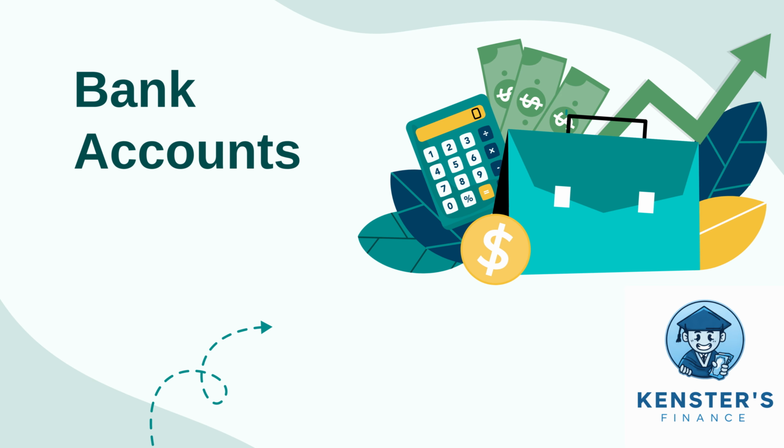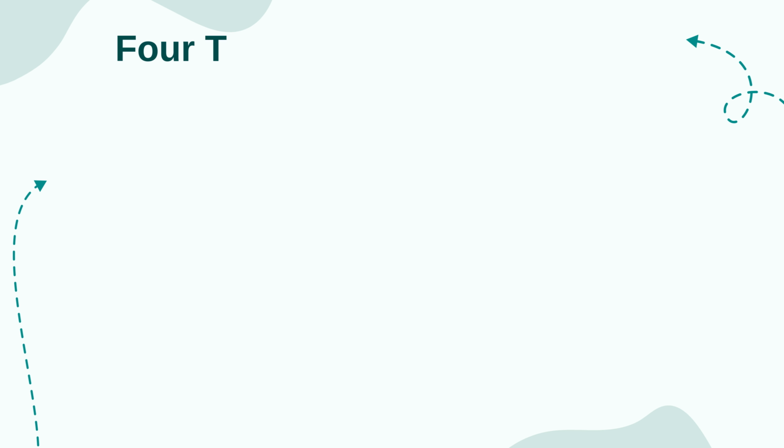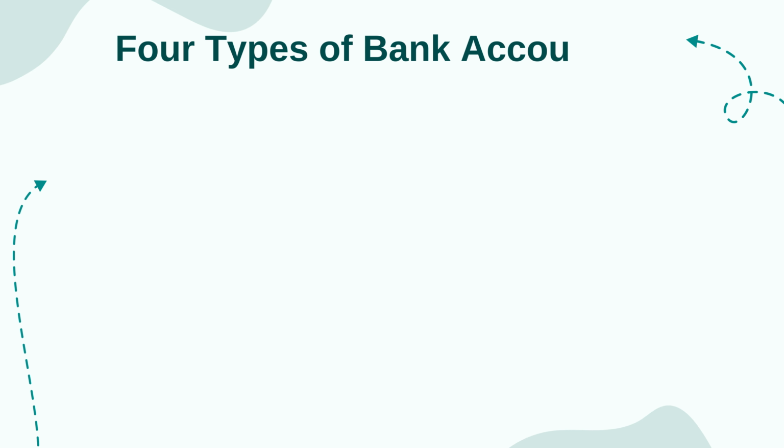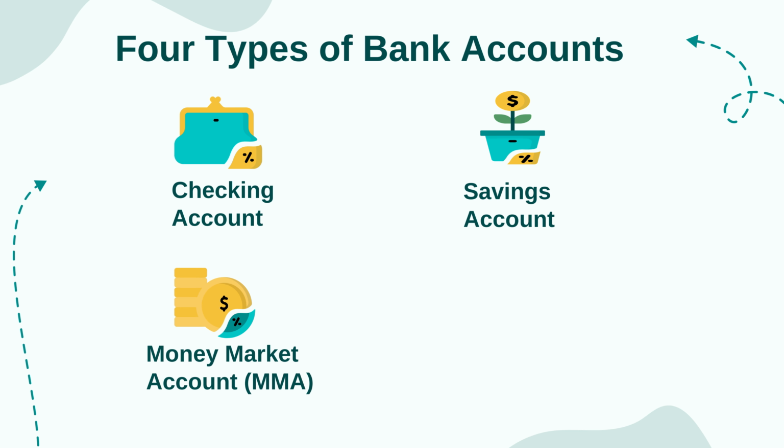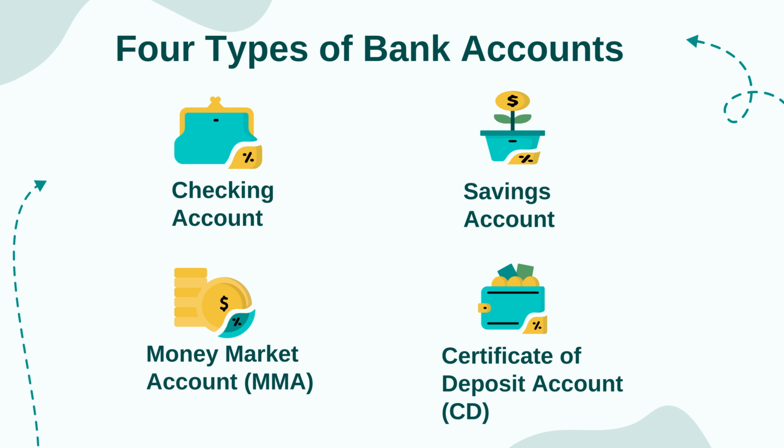Today we're going to be talking about bank accounts and helping you secure your financial future. I'm going to start today by walking you through the different types of bank accounts. There are four main types: the checking account, the savings account, the money market account, MMA, no, not the fighting kind of MMA, and the certificate of deposit account, or CD.